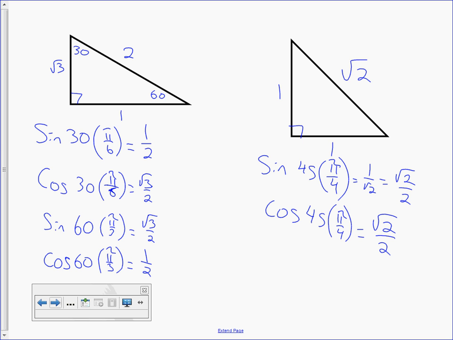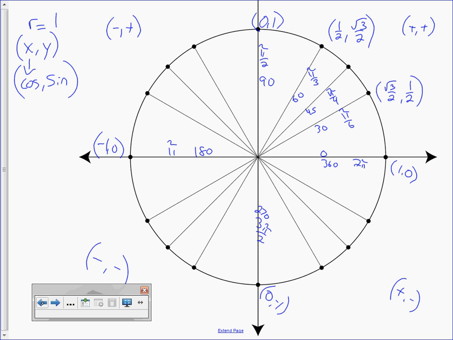Because cosine of 45 is the exact same ratio as sine of 45. 1 over root 2, so you simplify it out to be root 2 over 2. So now when I go back to my unit circle, I know that the ordered pair for pi over 4 is root 2 over 2, comma, root 2 over 2.